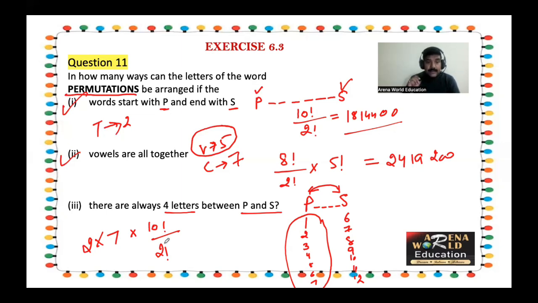It is 14 into 10 factorial divided by 2 factorial. The final answer will be what? I'm writing the final answer. This will be a very big number this time. 25401600, right? So this will be the final answer, right? So in this way, you can solve question number 3.